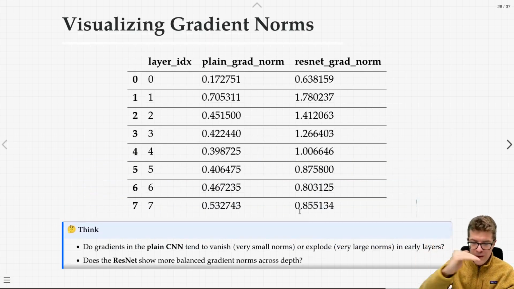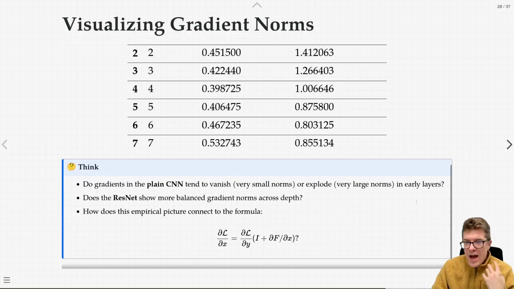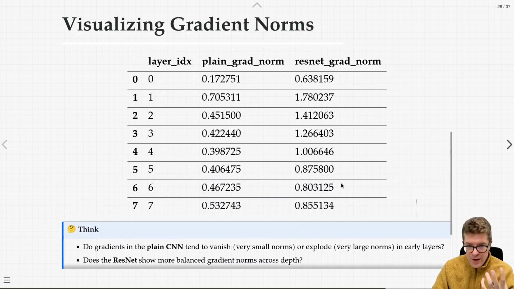Some of them go through the convolutional blocks. Some of them go through the skip connection. How does that theory connect to what we're observing here in practice? And why are the gradient norms close to 1 when we're using the residual and not when we're using the plain CNNs?